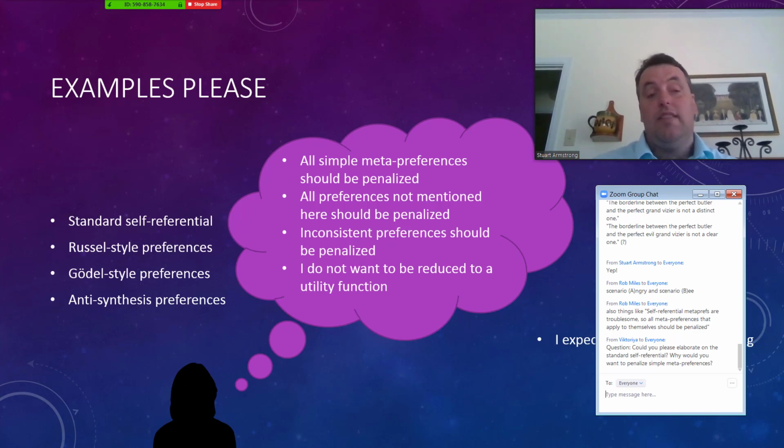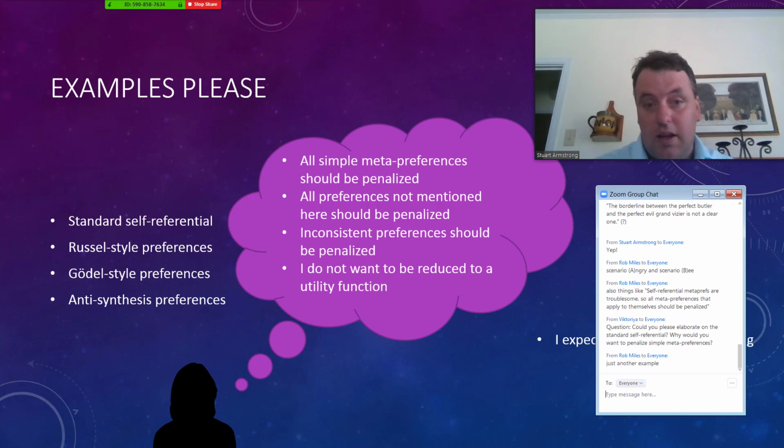So this is kind of my answer now. I see things in the chat have appeared. Yes, Robert has a question first. Okay. Self-reference meta-prefs are troublesome, so all meta-preferences that apply to themselves should be penalized.